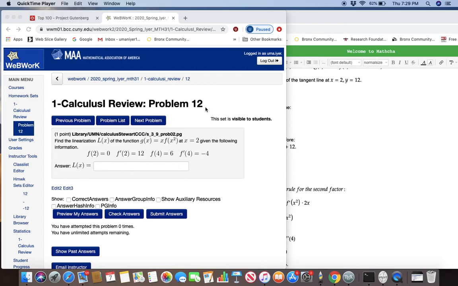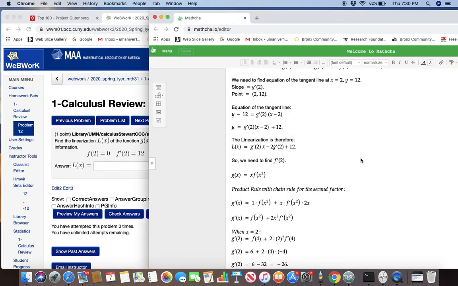Back, problem 12. It asks for the linearization of some function g. G is given by x times f of x squared, where f is some other function with certain properties. The main point is, what is linearization? Linearization is basically the equation of the tangent line. It is not the equation, but the function which gives you the equation of the tangent line. What do I mean by that?